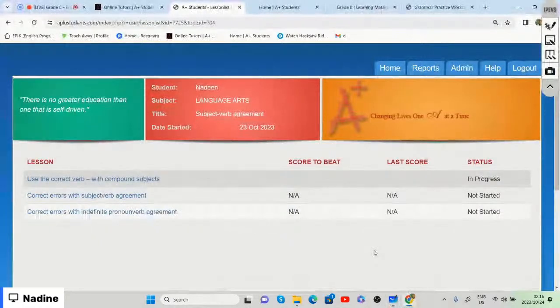So we are back here at subject-verb agreement, right? And we said that we are only doing one lesson, which is to use the correct verb with compound subjects. So let's go into that one.